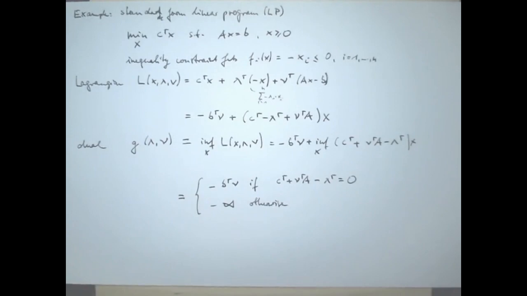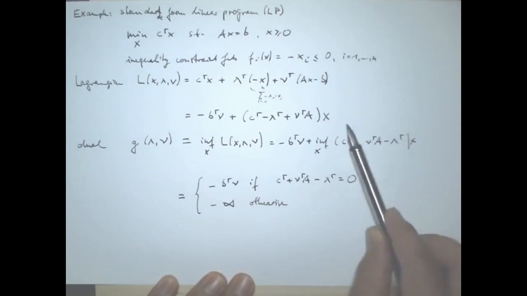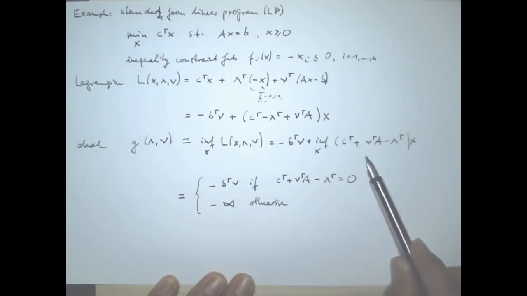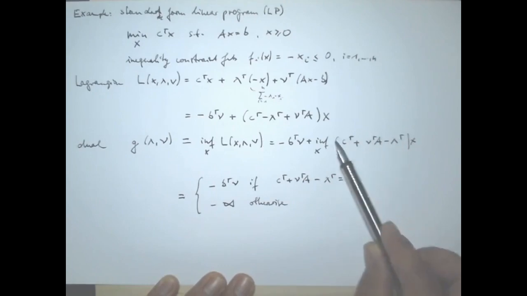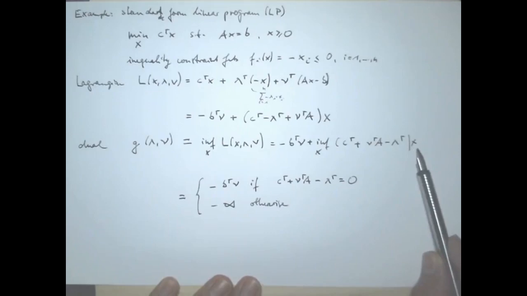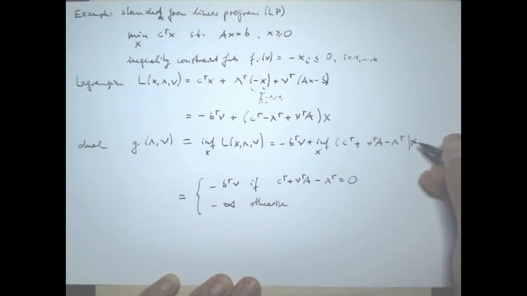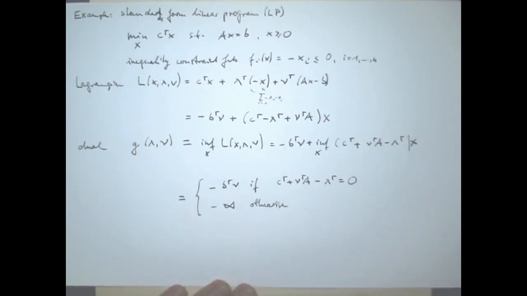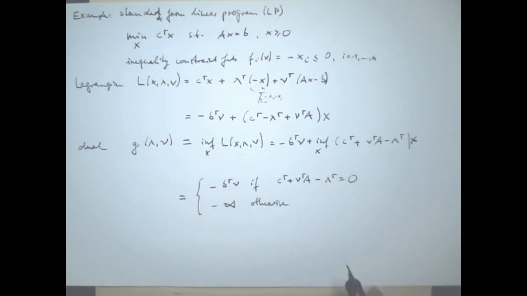Because I could take values lambda and nu that make all of this here, no matter if this is a positive or negative value, I could let this go to minus infinity by letting my x go to either plus or minus infinity, depending on the sign of this thing here in the parentheses. So this is uninteresting. The duality, or the weak duality, still holds, but it's only informative if my dual function takes on values larger than minus infinity.